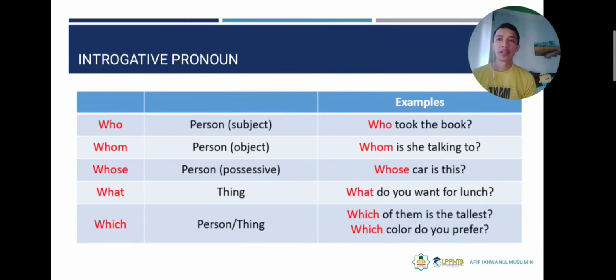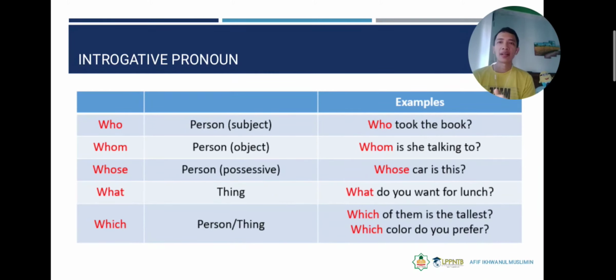The next pronoun is the interrogative pronoun. This pronoun is used when you are going to ask questions about something. It can be a subject as a person, an object as a person, a possessive as a person's thing, or maybe things, where you are thinking about which one is better, or comparing something to another. For example, we can use who when we are asking about the subject of the action. For example, who took the book? I'm curious about who does the taking activity toward the book.